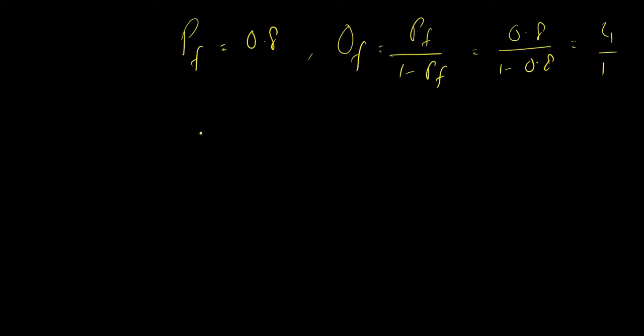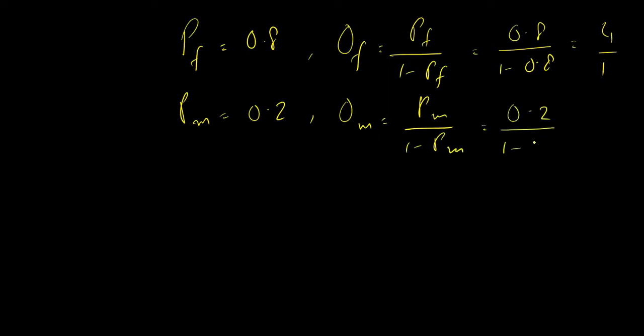Similarly, if the probability of female is 0.8, then the probability of male will be 1 minus 0.8, which is 0.2. And the odds of being a male will be how much? Probability of male by 1 minus probability of male, which is 0.2 divided by 1 minus 0.2, so 0.2 by 0.8, and this will be 1 by 4.